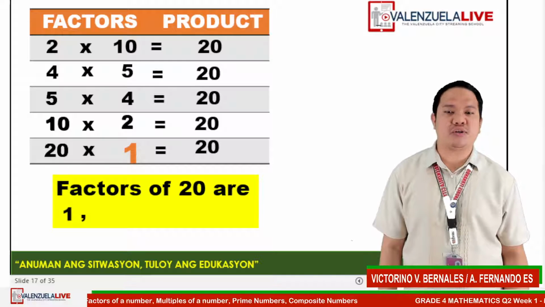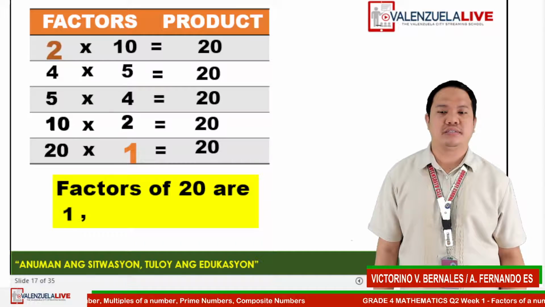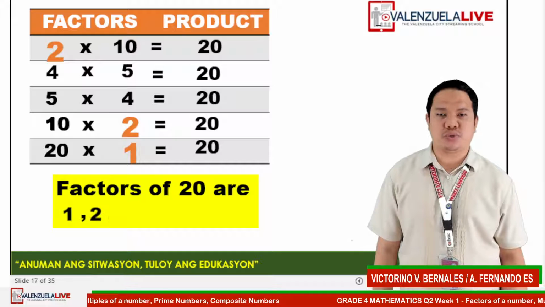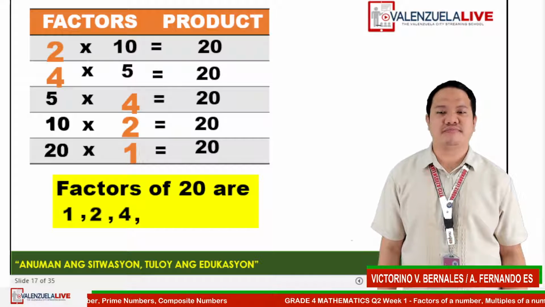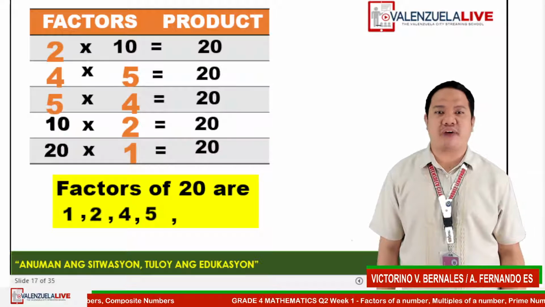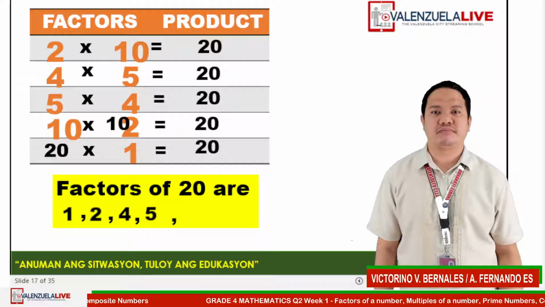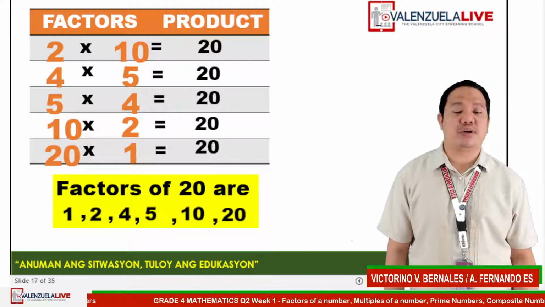To list down the factors of 20, from smallest to biggest, we have 1. And so with 2, we also have 4. Okay, so we also have 5. And lastly, we have 20.